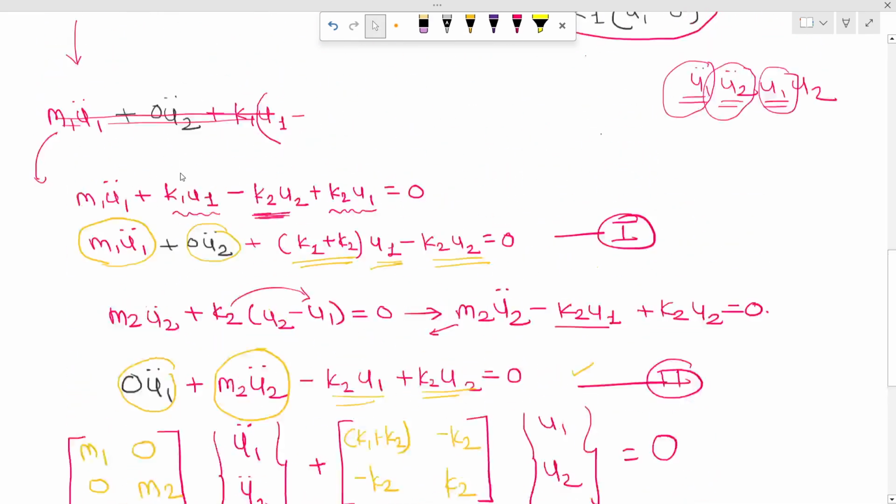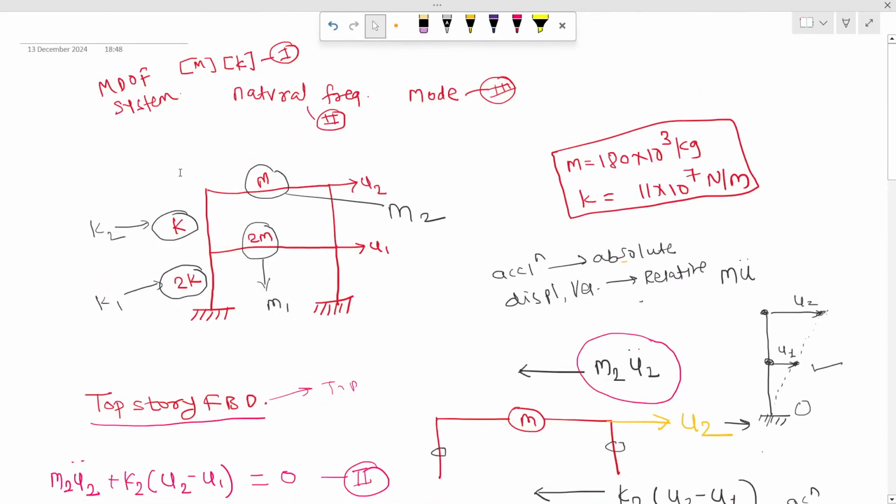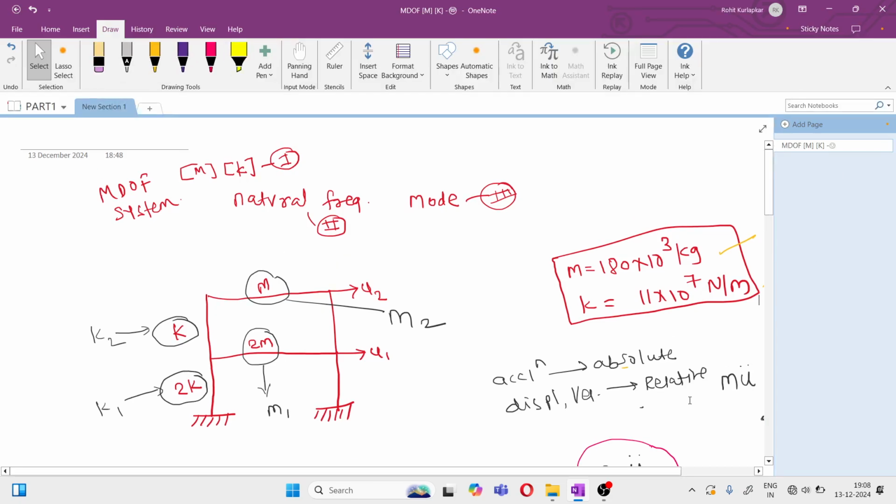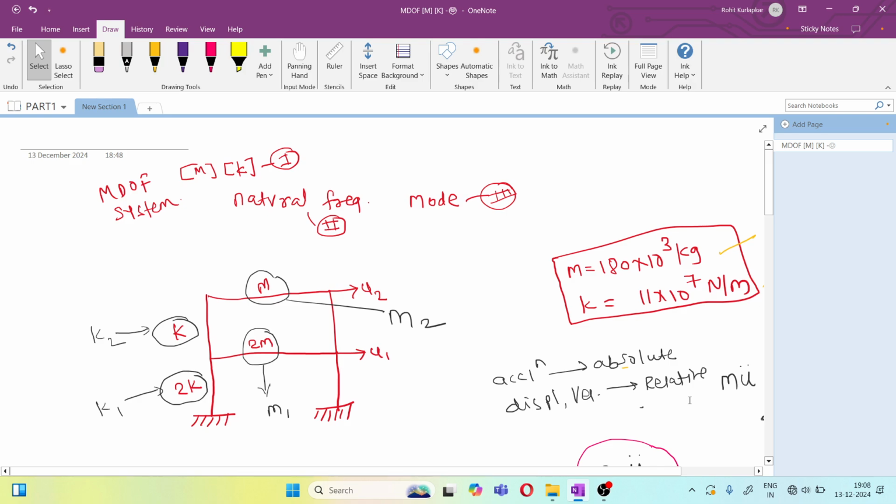You can see here it is 180 into 10 raised to 3 kg and 11 into 10 raised to 7 Newton per meter. So that is enough for this lecture. We will see the detailed problem in our next lecture, where we will calculate the natural frequency, and I will show you the simplest way to calculate the natural frequency and mode shape.